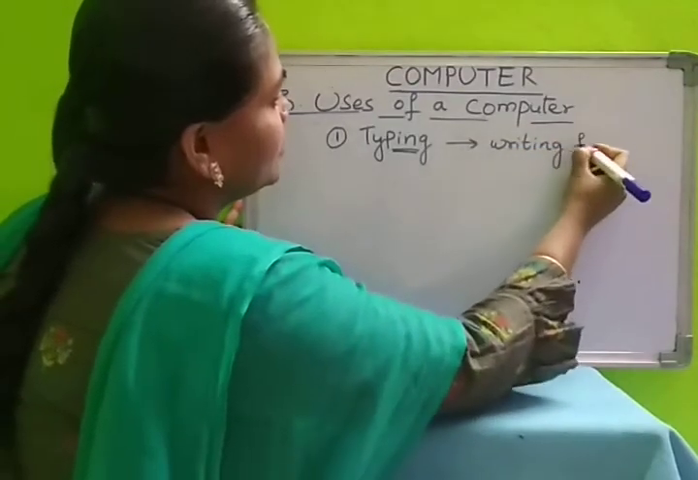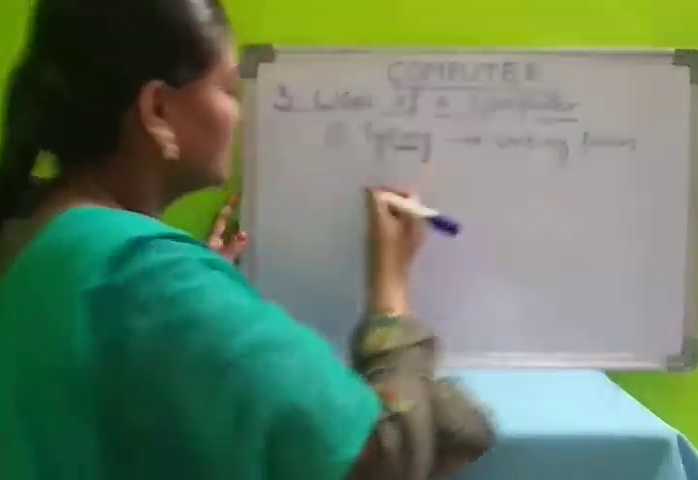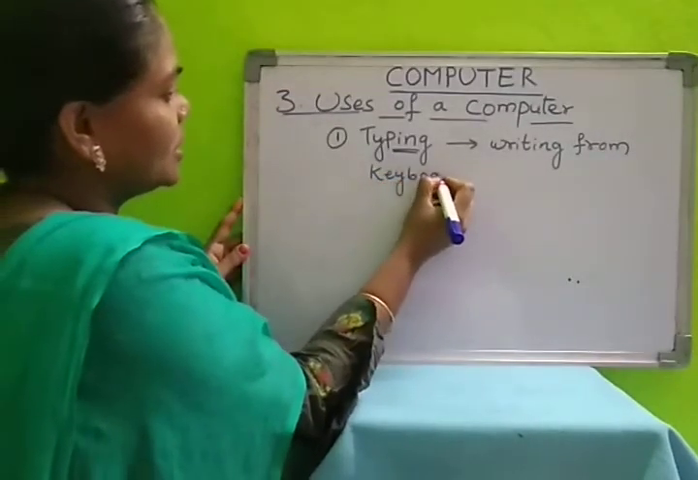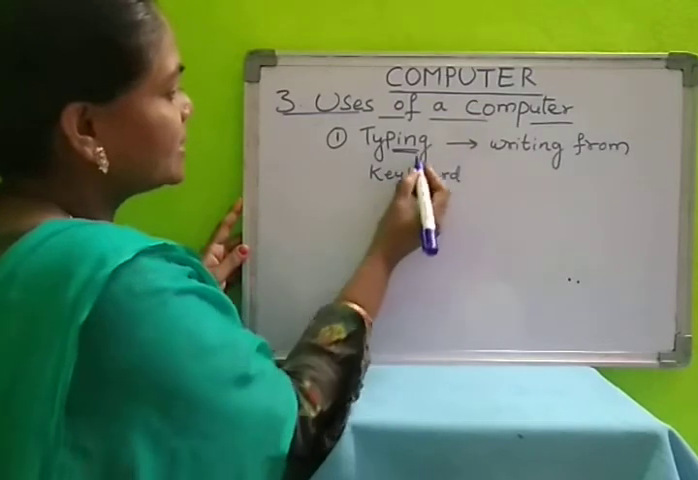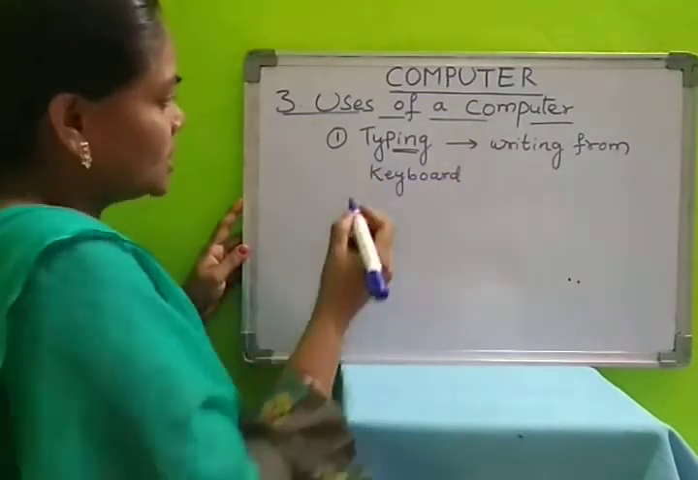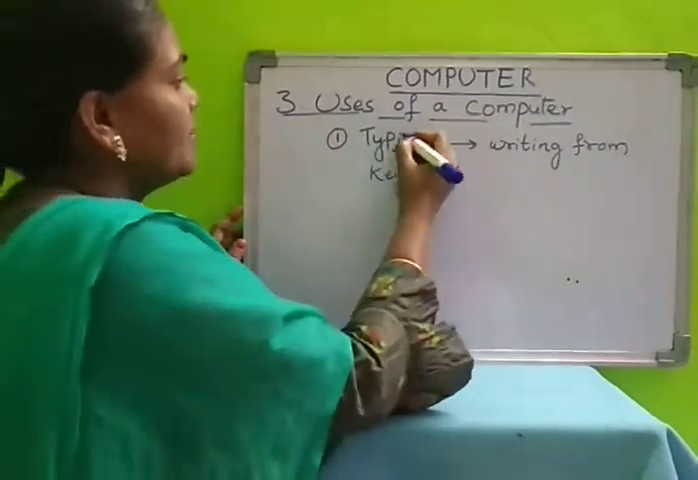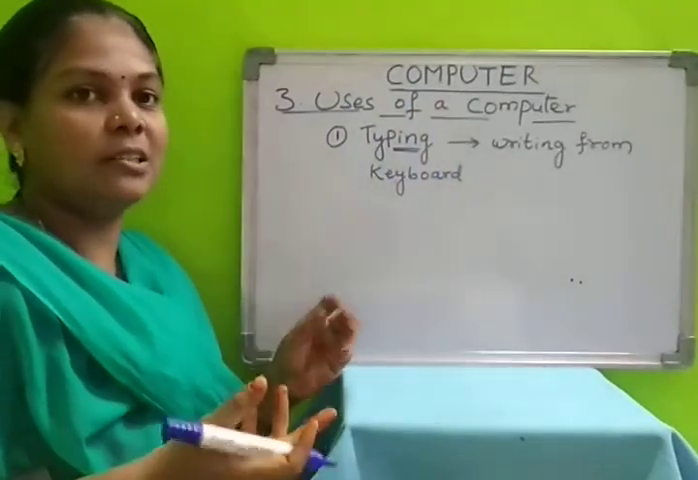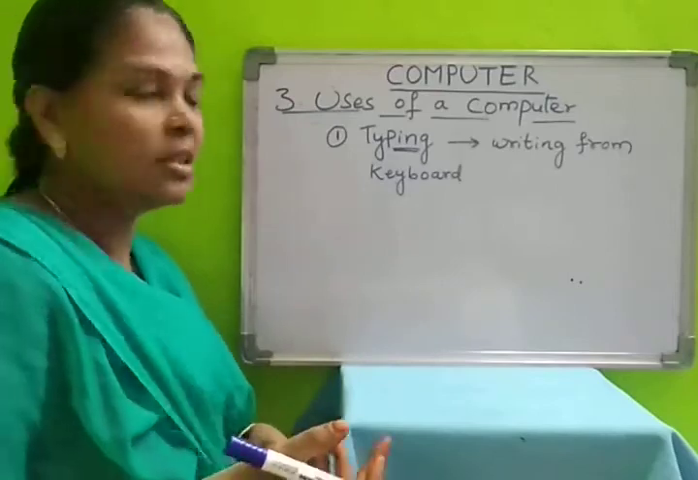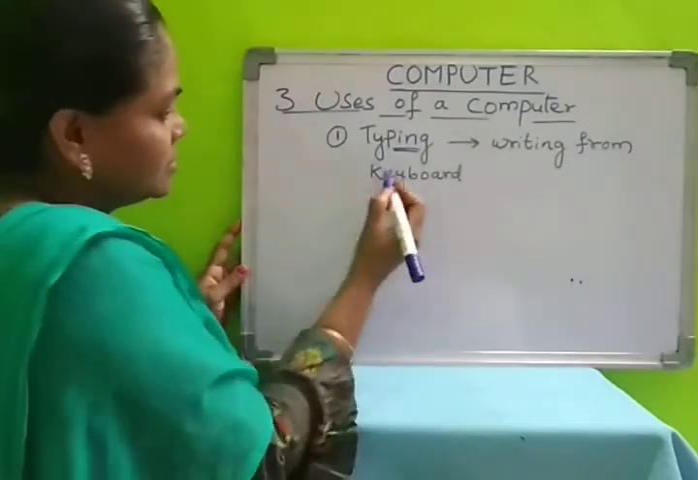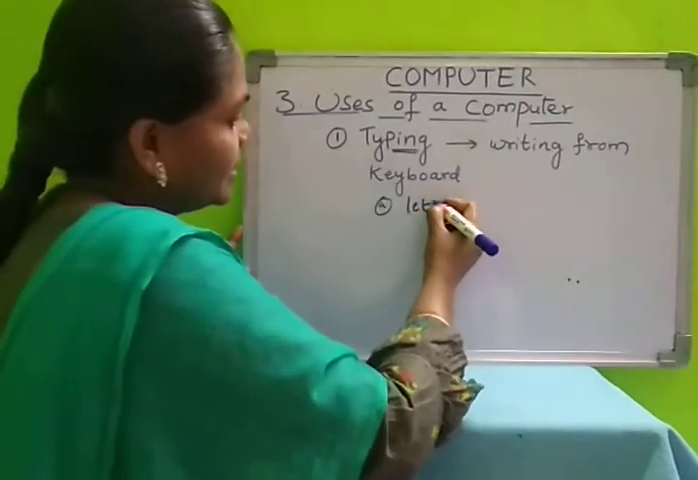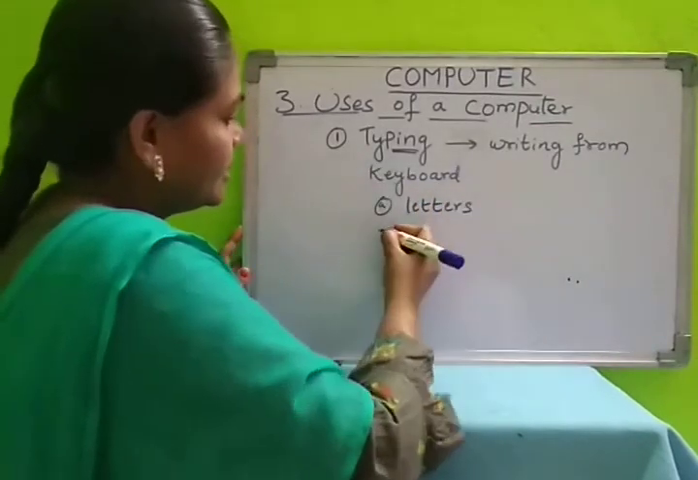Typing is nothing but writing from the keyboard. What can we write? We can write letters, numbers, special characters. So that is called typing. The first use is typing. So we can type and we can send mails, write letters, or write a story in the system. Letters we can write, numbers you can write and special characters we can write.